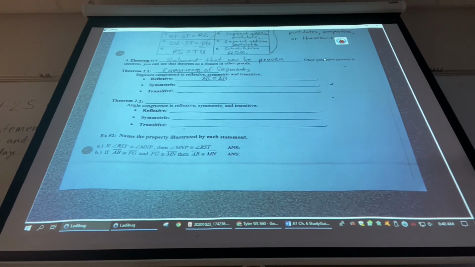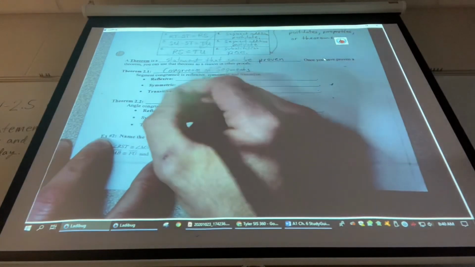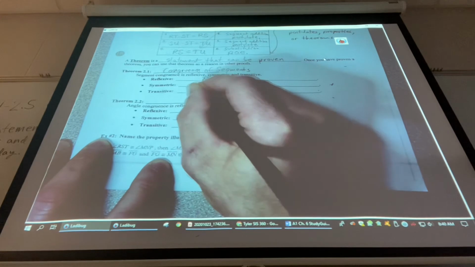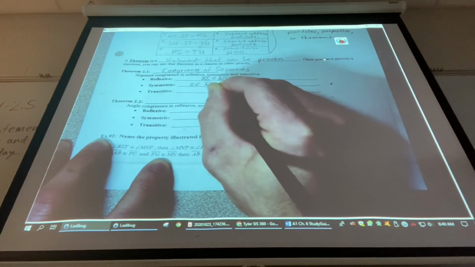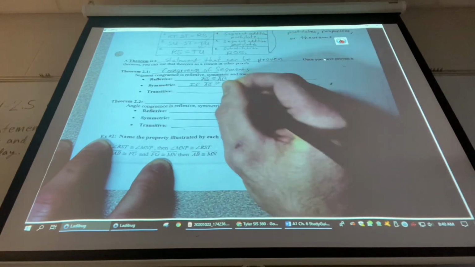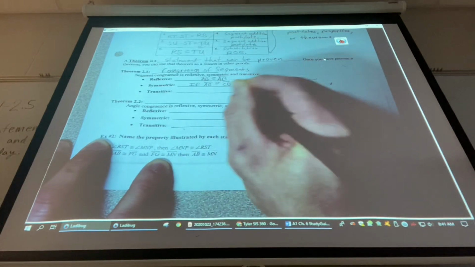Yeah, exactly. Well, the symmetric property of congruence says if segment AB is congruent to segment CB. Do you guys know how to finish this?